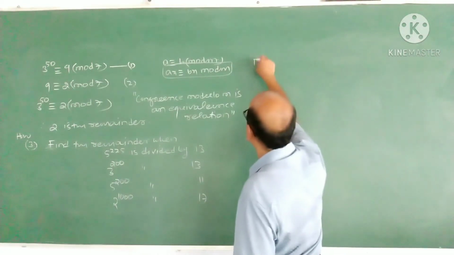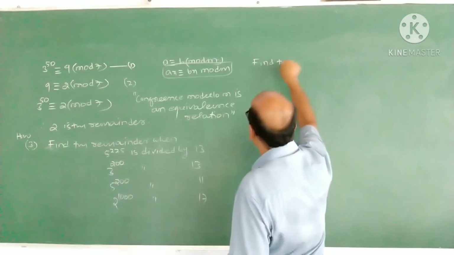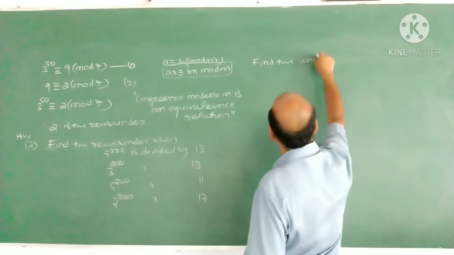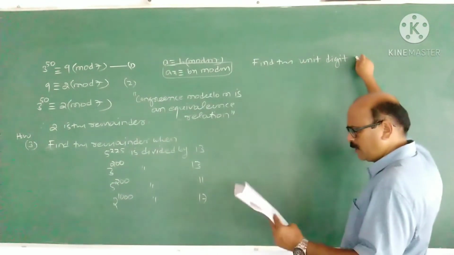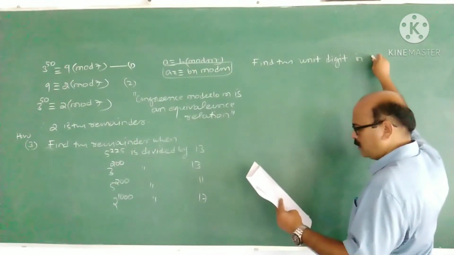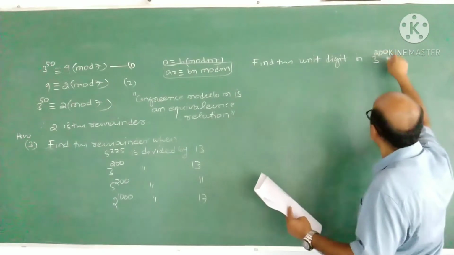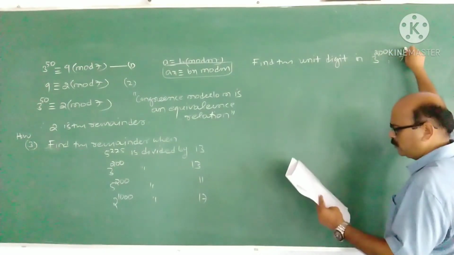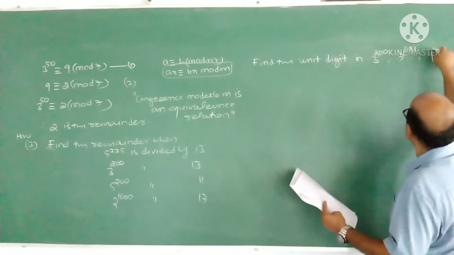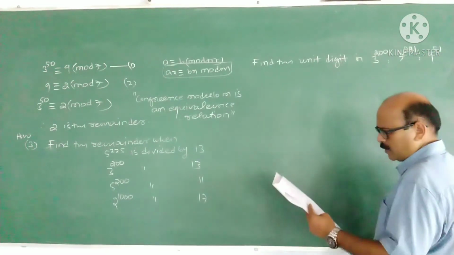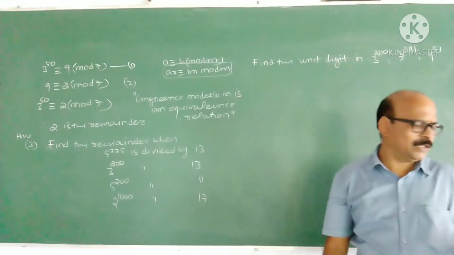Next is application of these properties. Find the unit digits in 3 raised to 200, 7 raised to 291, 9 raised to 51. Find the unit digit.